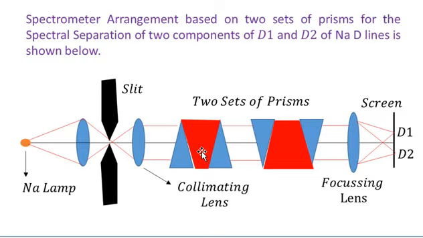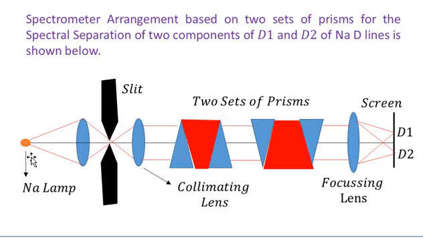What they will do is separate out D1 from D2. The first prism will separate the D1 line from the D2 line, and the second prism will further separate the D1 line from the D2 line, and the lens, which we call a focusing lens, will focus the two parallel beams into two spots which will be the D1 line and the D2 line.